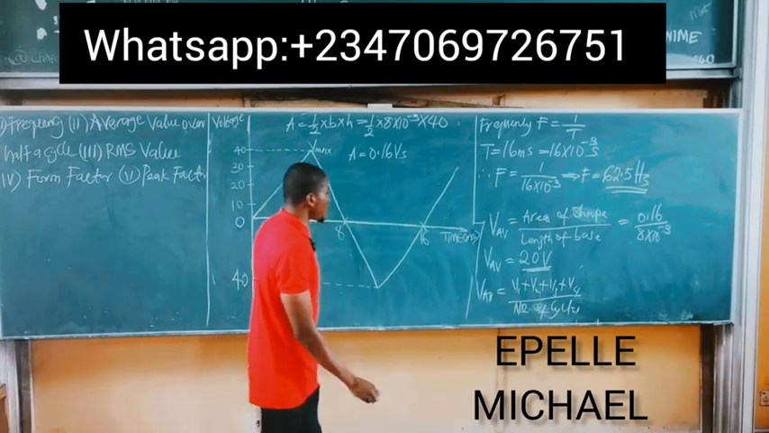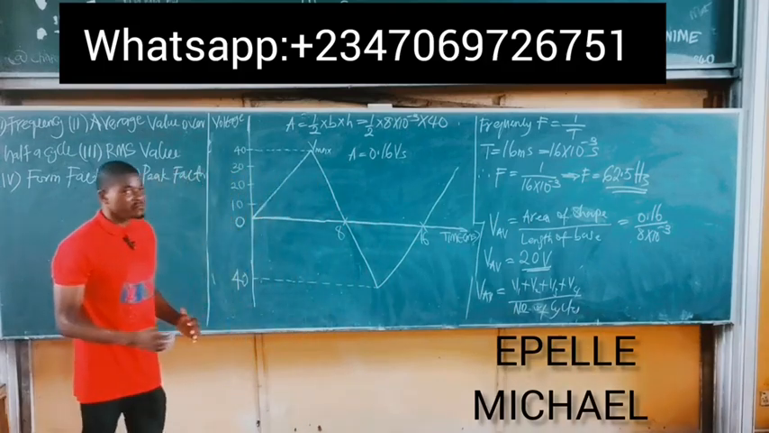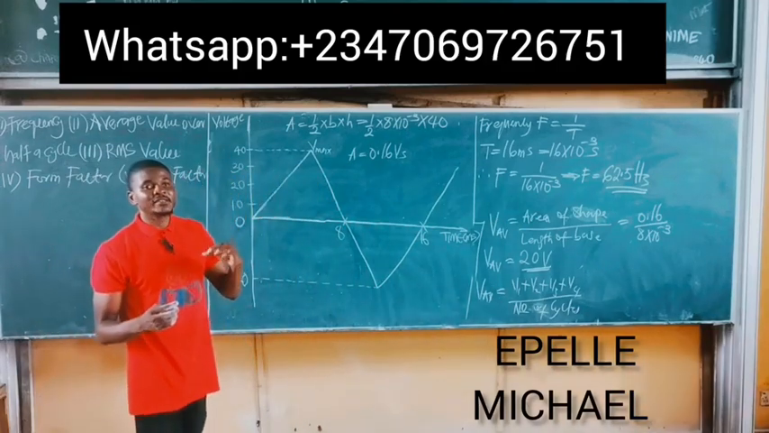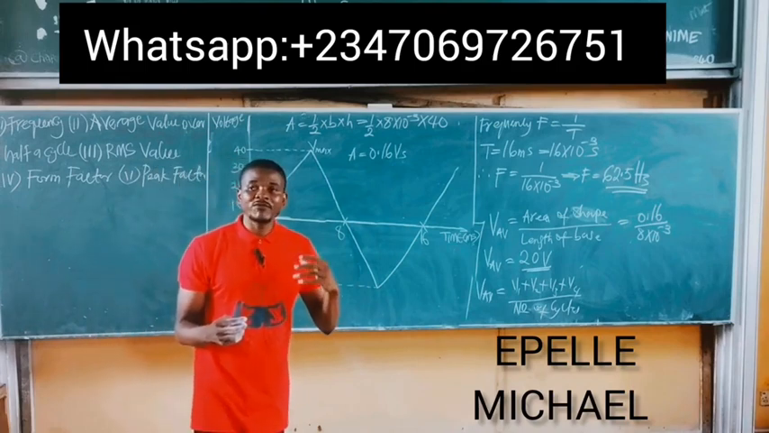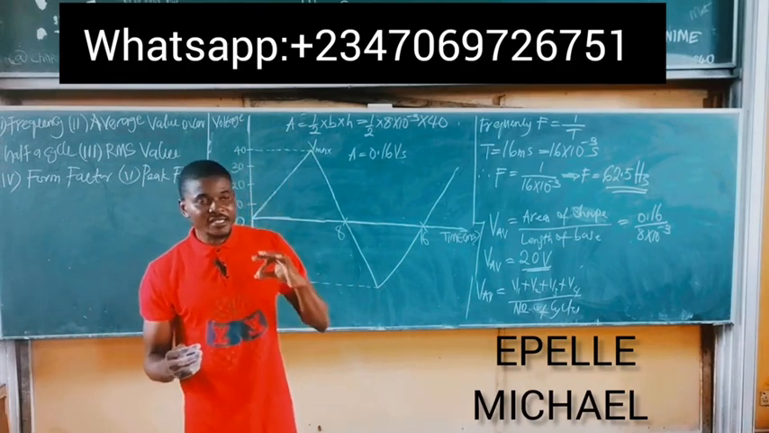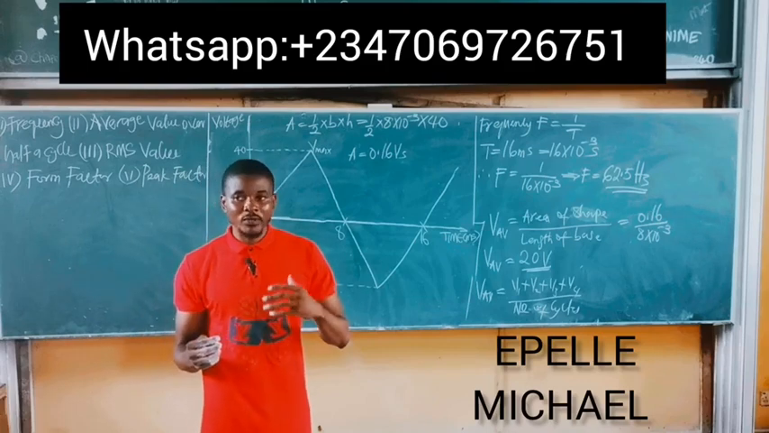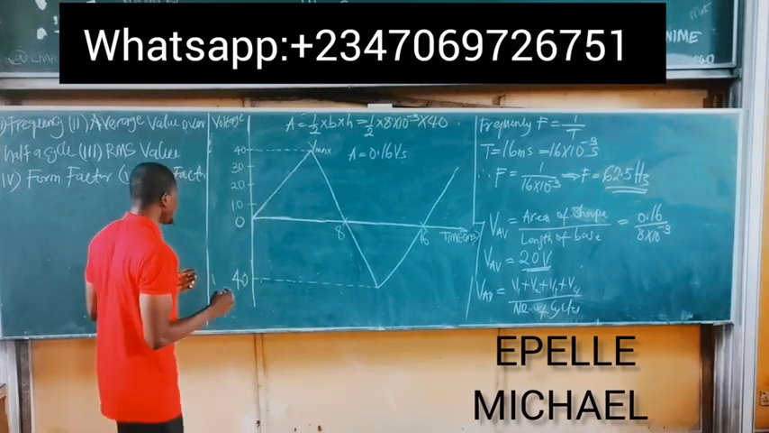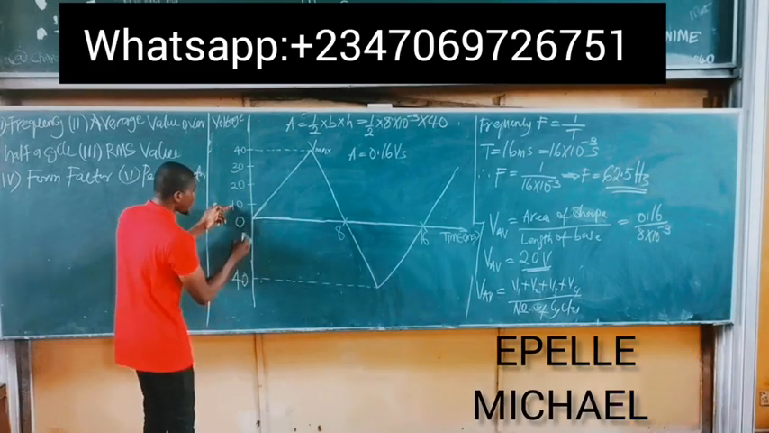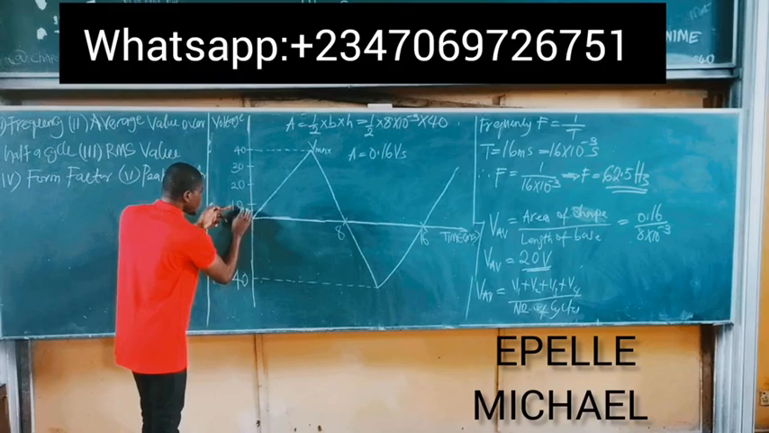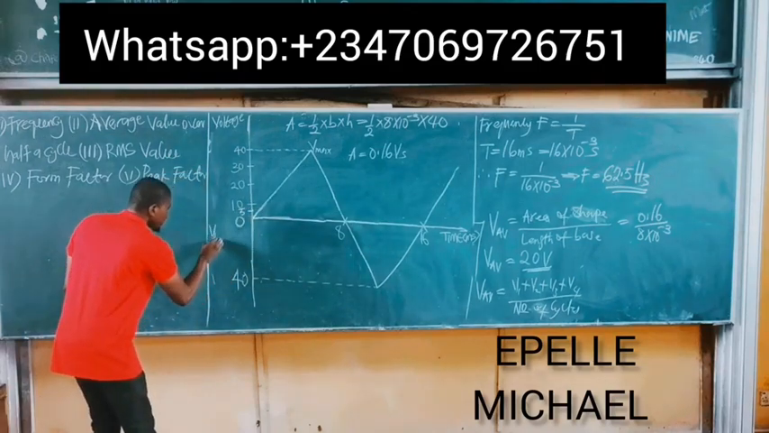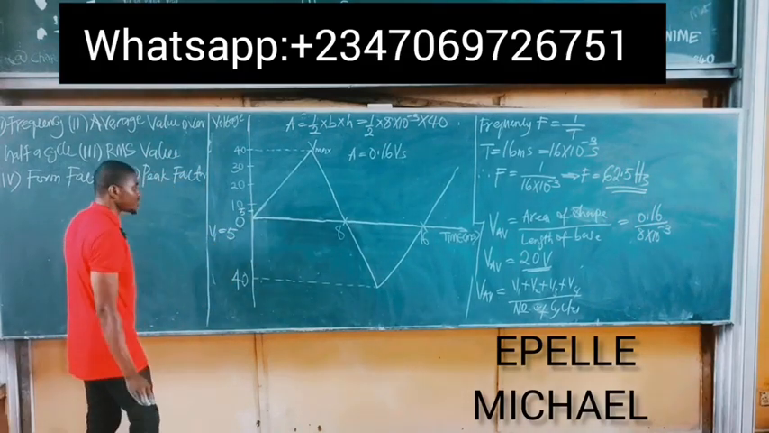So all we need to do now is find the values of the mid ordinates. Mid ordinate simply means distance measured from the middle of each value of the voltage. Okay, the first voltage here is 10. Middle of 10 will give us what? 5. So which means V1 is actually equal to 5.